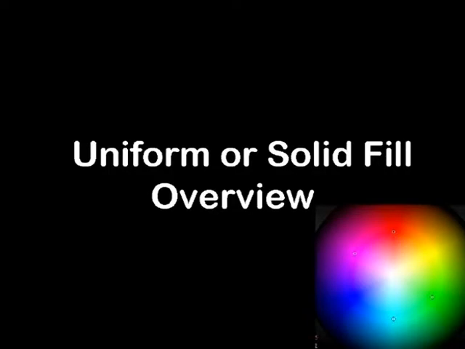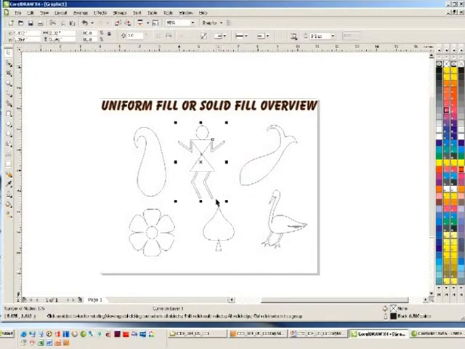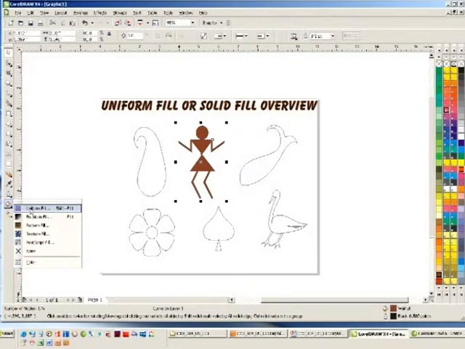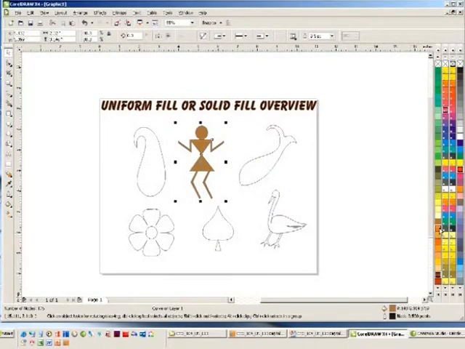Uniform and solid fill overview. Uniform or solid fills are the most basic fills. Select an object with the Pick tool. Click in the color palette with an object selected to fill. You can also use the Uniform Fill dialog, or click and drag a color from the color palette.